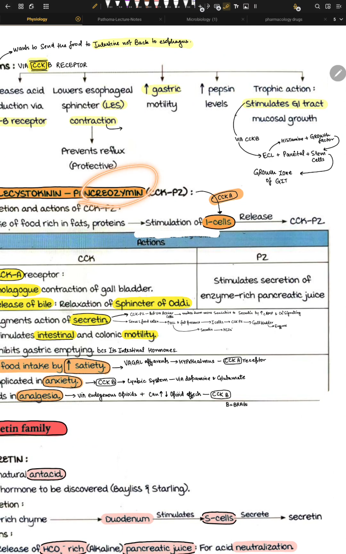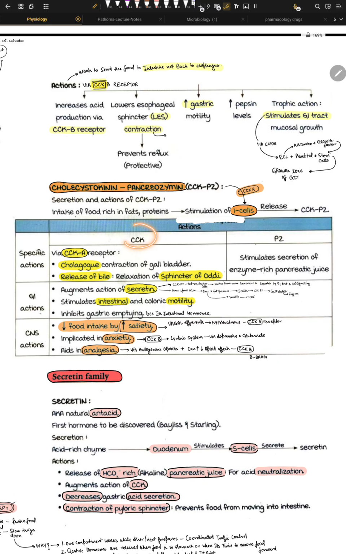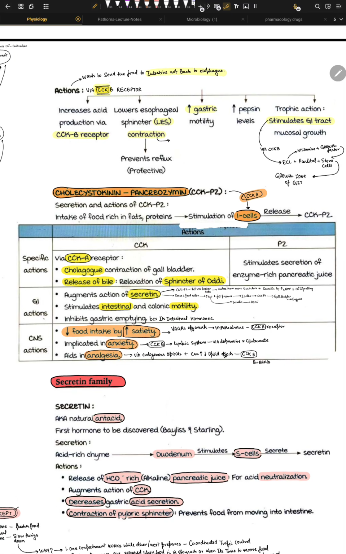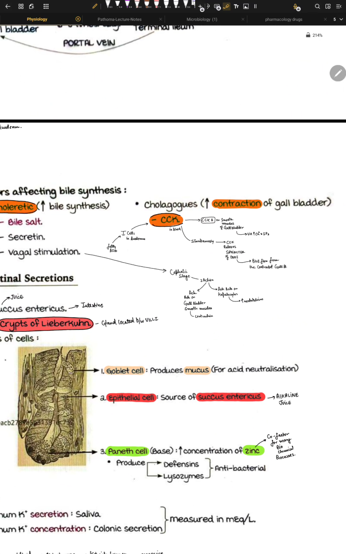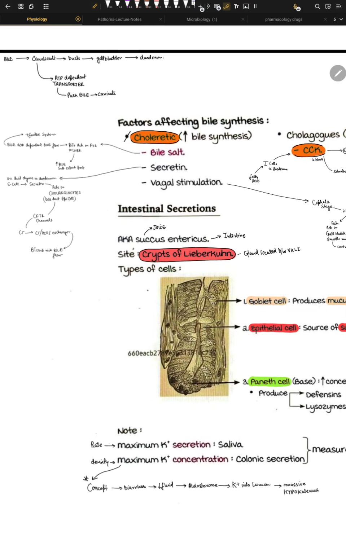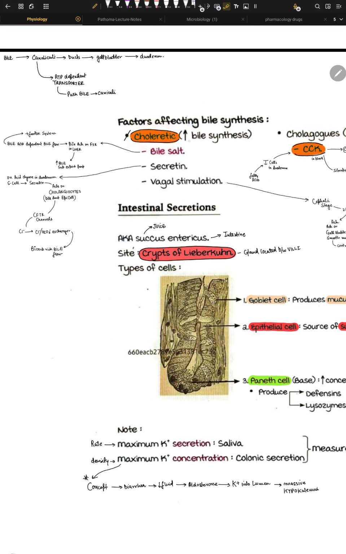Once this hormone is released, it leads to bicarbonate-rich pancreatic enzymes being released into the lumen of the duodenum. So CCK's action works via CCKA. It's a cholagogue. Cholagogue means it increases the contractility of the gallbladder. Okay, let's go back a little bit. So a cholagogue increases the contraction of the gallbladder, and a choleretic increases bile synthesis.